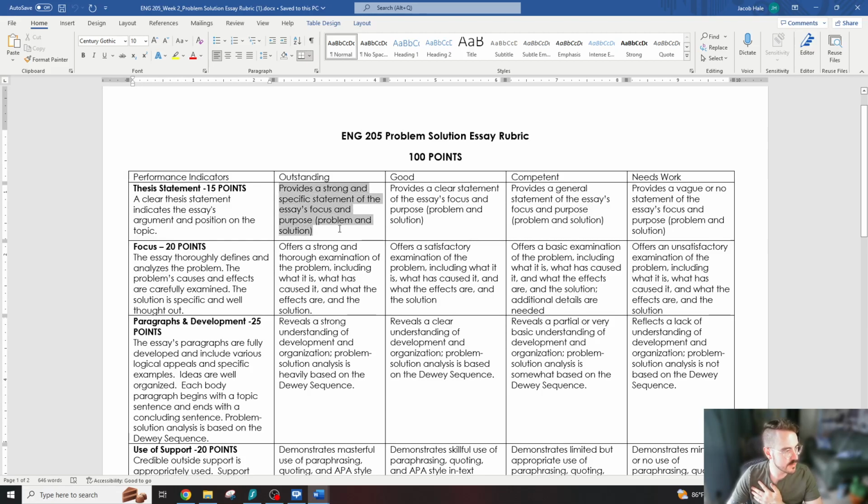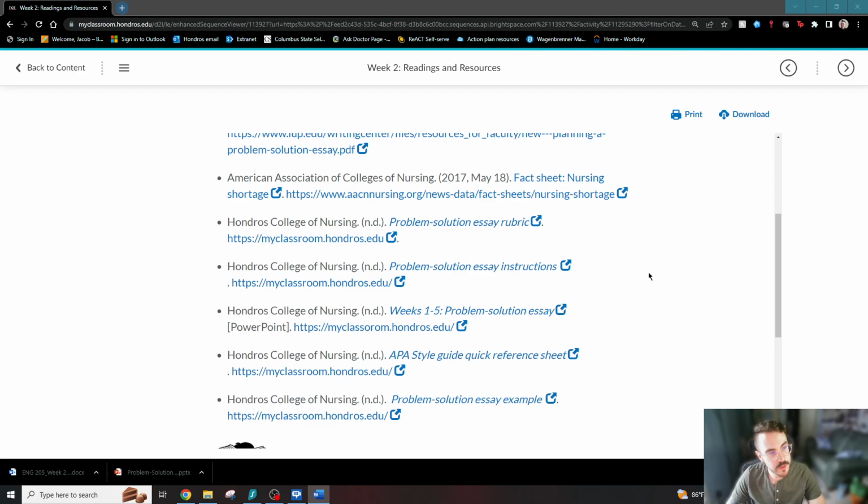So an outstanding thesis will meet these criteria. A good thesis will meet these criteria. Competent, and then needs work. And same thing here. Strong focus is going to meet these criteria, good focus is going to meet these criteria, and so on and so forth. So before you turn in the final draft of your paper, make sure you read through that rubric. That'll give you hopefully a clear idea of how I'm going to be grading you. And it's a good way to test to make sure that your paper is meeting the expectations and there's not any little details that you've overlooked.